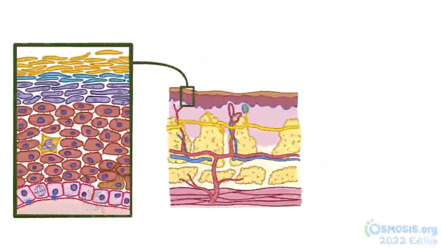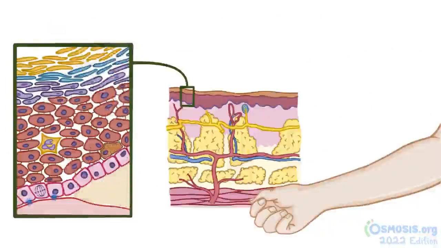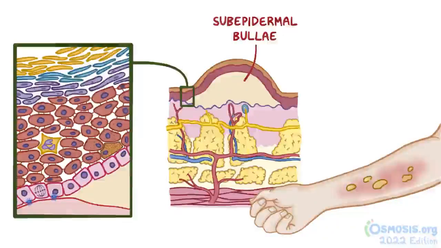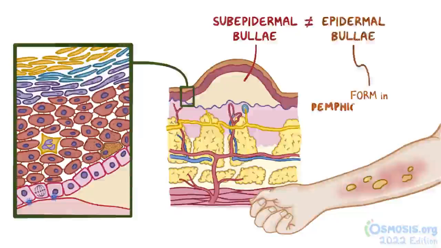So, when the hemidesmosomes are destroyed, the basal cells separate from the basement membrane and a split forms between the dermis and epidermis, resulting in what's called a subepidermal bulli. These subepidermal bulli are distinct from the epidermal bulli which form in the disease pemphigus vulgaris. In fact, in pemphigus vulgaris, the bulli form as a result of breaking connections between cells within the epidermis. Now, in bullous pemphigoid, the inflammation also affects the melanocytes, which produce more melanin that gets stuck within the cells of the dermis.